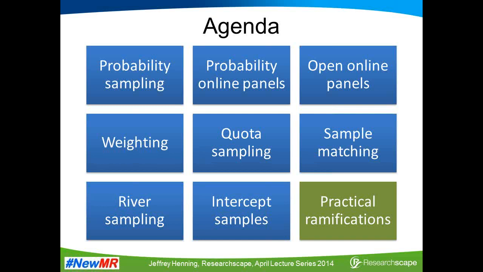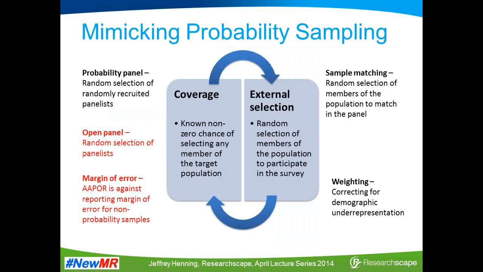So I've covered a lot. What can you take away in the next study that you do? One of the key findings I had as I researched is that, as I said, probability sampling is very robust. Even at times when we're taking certain elements of it away, we still often get results that behave as if they were a probability sample. So the probability panel, where you're doing a random sample of that random sample, works very well, for instance. Sample matching, where the randomness has been displaced to selecting members of the population to match in the panel, seems to greatly improve the results.